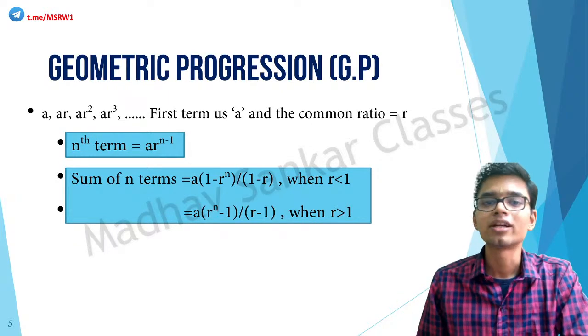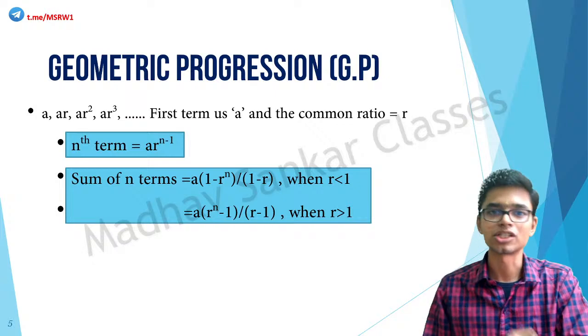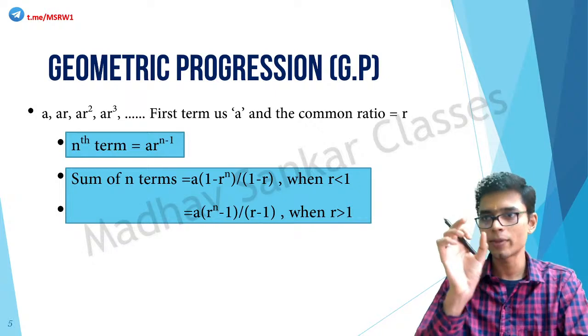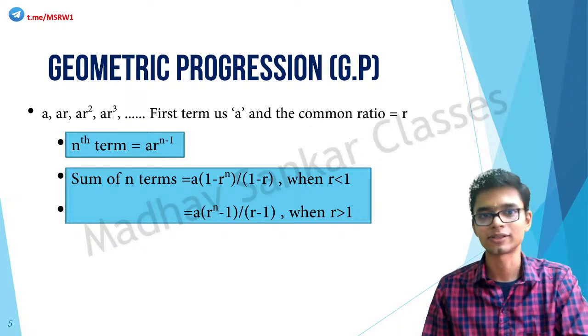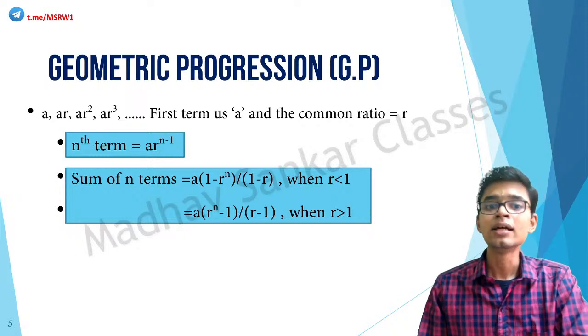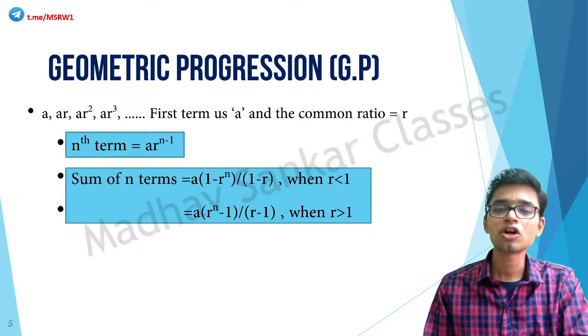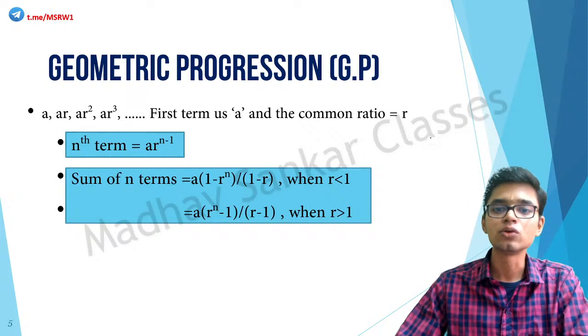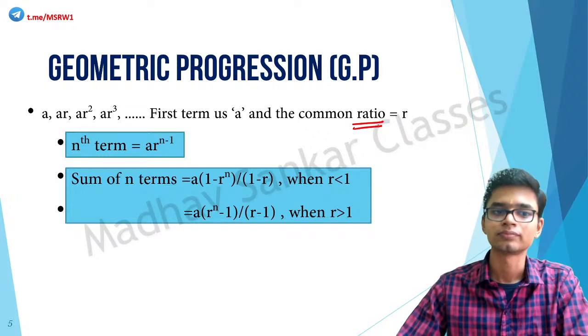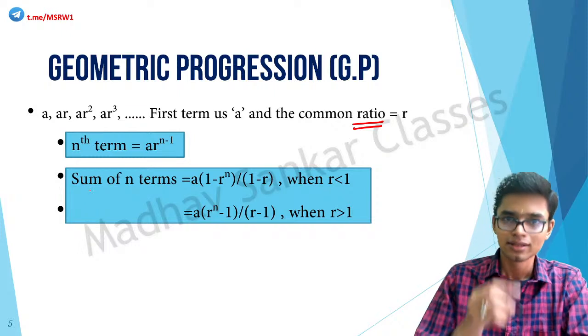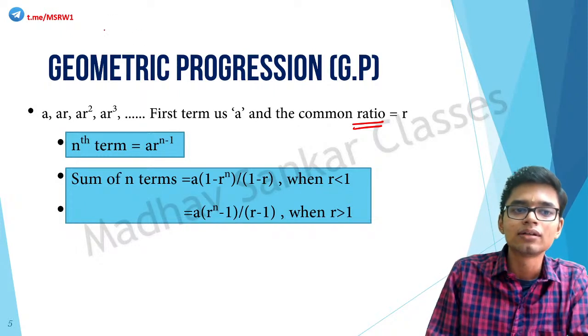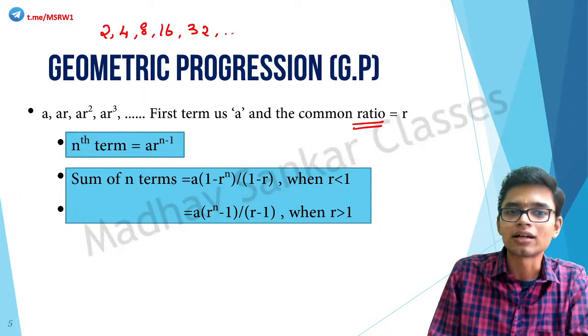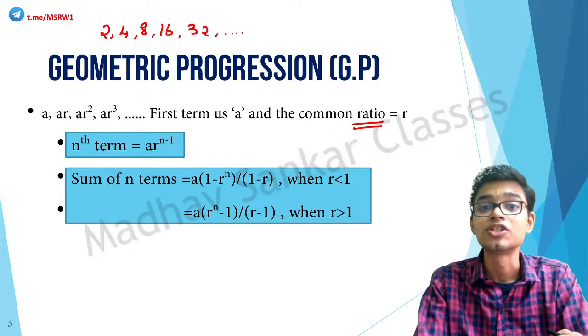So what is a geometric progression? I hope you understood what an arithmetic progression is. It has a common difference between the adjacent terms. In a geometric progression, instead of a common difference, what we use is a common ratio. Let me explain. For example, consider this series: 2, 4, 8, 16, 32, etc. This is an example of a geometric progression.